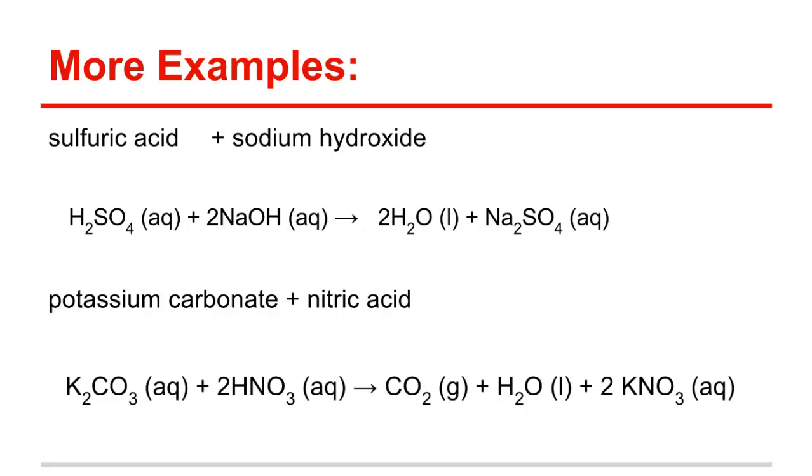The second example is a carbonate plus an acid. So potassium carbonate plus nitric acid is going to produce carbon dioxide plus water plus an ionic salt. In this example, that salt is potassium nitrate.